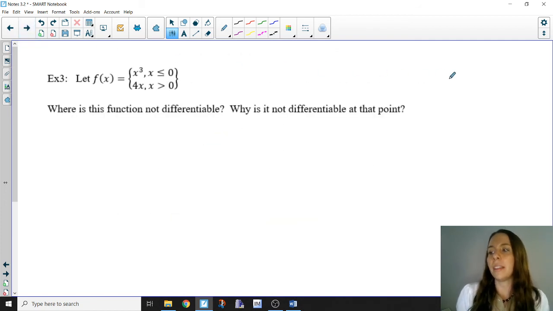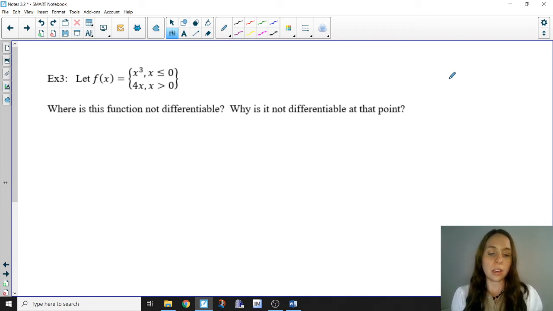Okay, and then finally, as promised, I have another piecewise to end this little set of notes where we are again asked, where is this function differentiable and why is it not differentiable at that point? But what you're going to see is that when we check the continuity at this point, it's x equals 0, right? The boundary point. We will find that it is continuous. So we're going to have to move on a little bit more to explain why it's not differentiable.